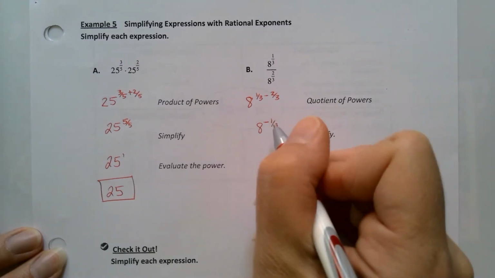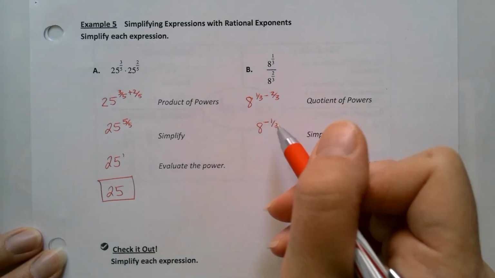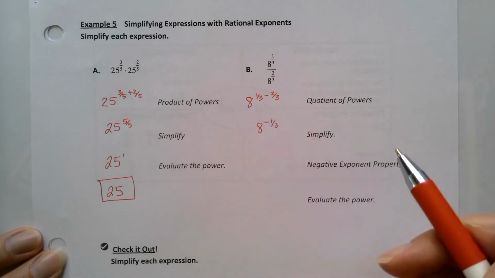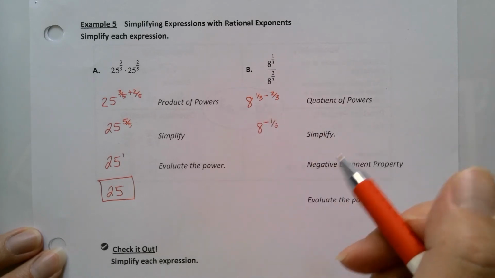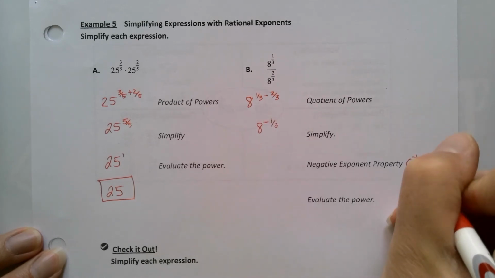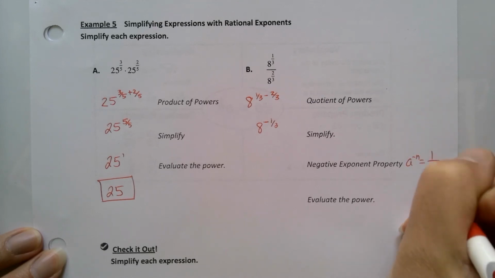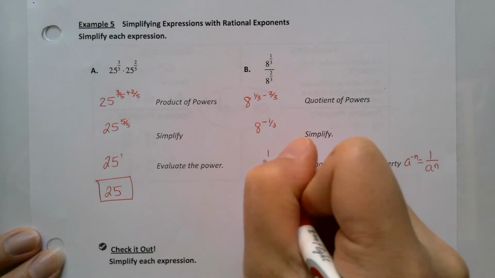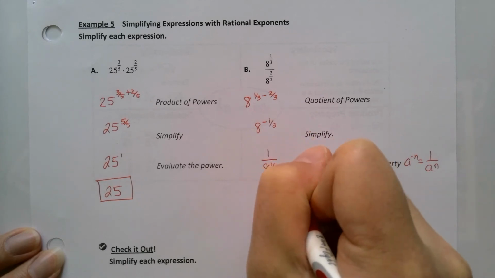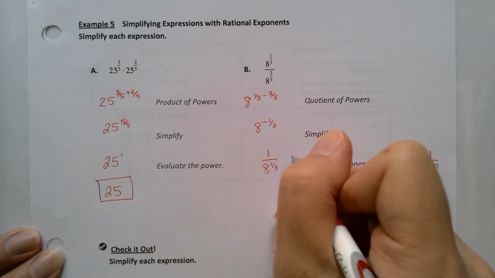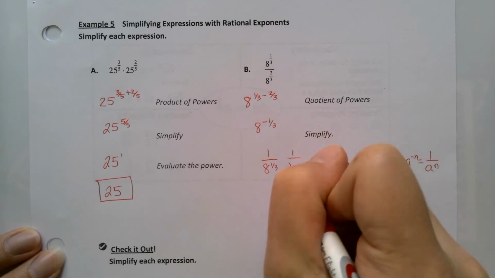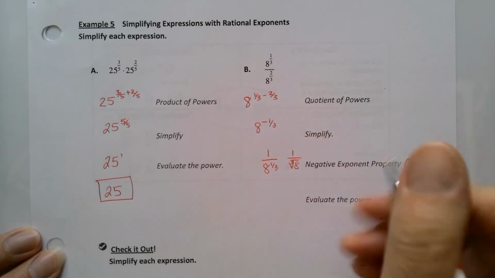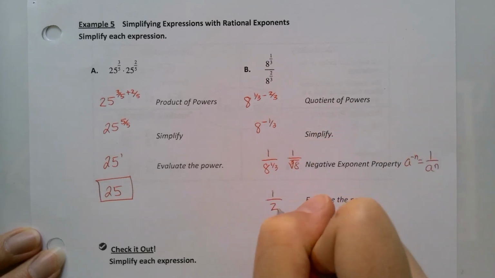I have a negative exponent, so I'm not even worried about the 1/3. I'm worried about the negative exponent. I'm going to take the reciprocal. Okay, so a to the negative n is equal to 1 over a to the positive n. So we take the reciprocal, and that'd be 1 over 8 to now positive 1/3. And 8 to the 1/3 is the same as the cube root of 8. And so that would give me 1 over 2.